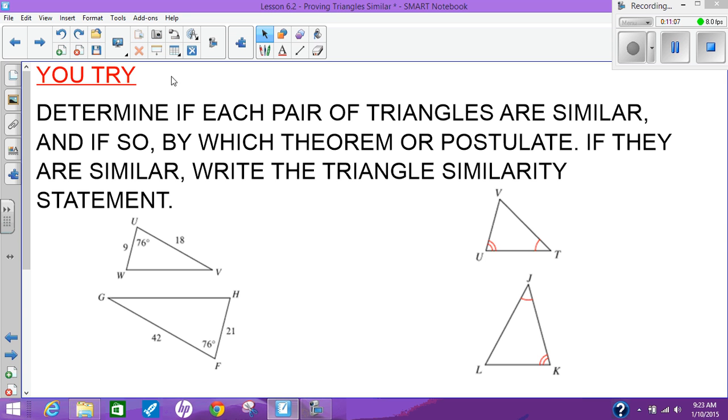So as always, I want you to try these two examples. Determine if each pair of the triangles are similar. If they are similar, tell me by which theorem or postulate. So angle, angle, side, side, side, or side, angle, side. And again, if they are similar, I want you to write the triangle similarity statement. So use the information you got from this lesson, try these two problems, and we'll discuss them in class.